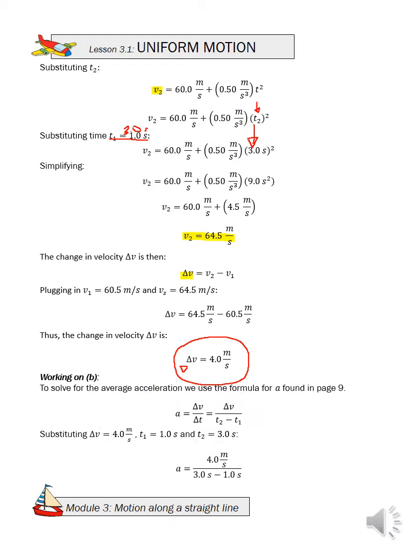We substitute all these here. T1 here, T2 there. All right, I hope you understand those arrows. So we just have to substitute and then solve. Thus, our average acceleration is now 2.0 meters per second squared. That's our answer for letter B. Okay, I hope that's clear.